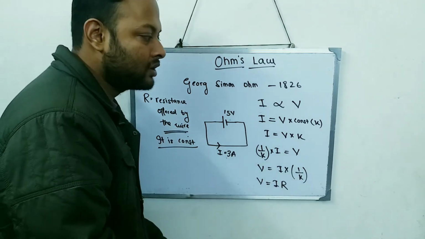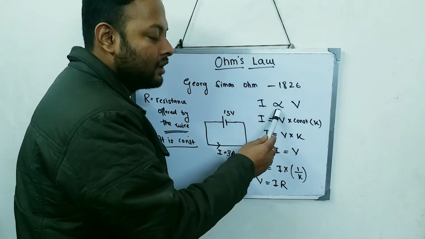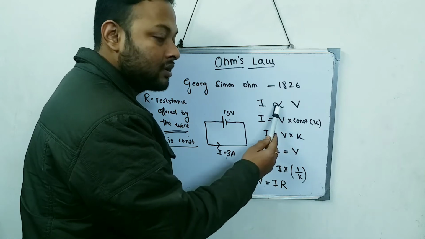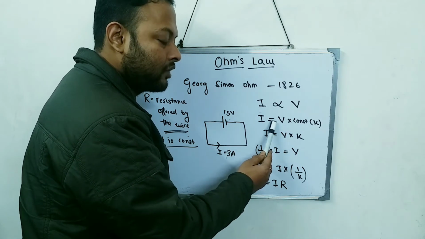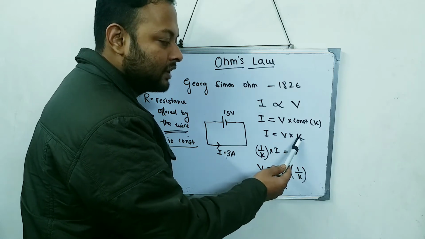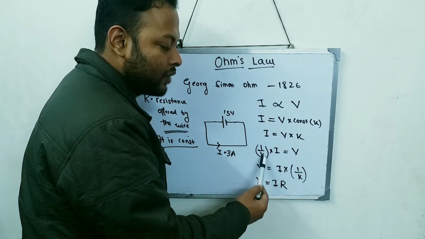I am just explaining once more if you haven't understood. I is proportional to V, that's what he said. Now to remove the proportional sign, you have to introduce a constant, and the proportional sign changes into an equal to sign. Now this constant I can change according to my wish. So I've shifted the K from the right hand side to the left hand side, so it becomes 1 by K.